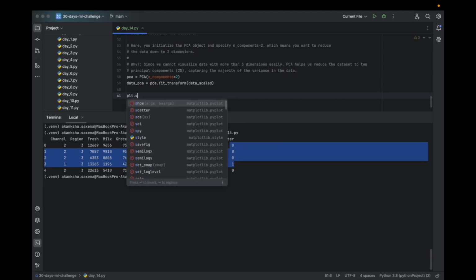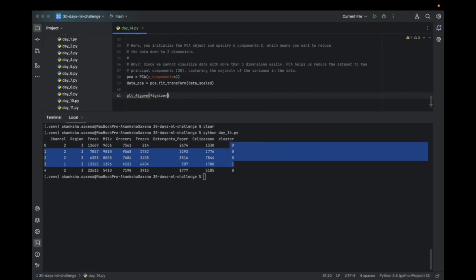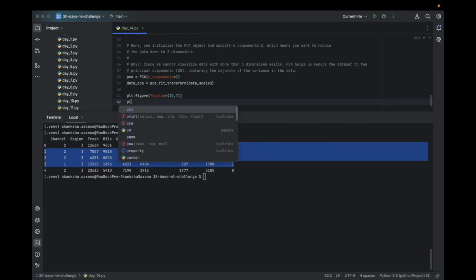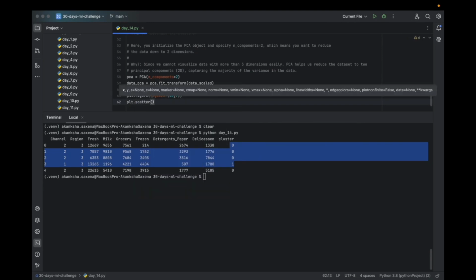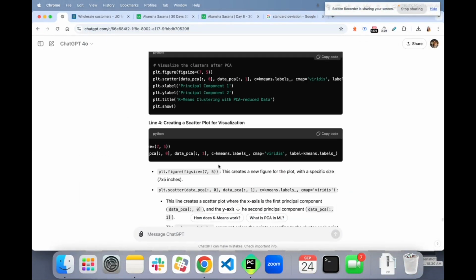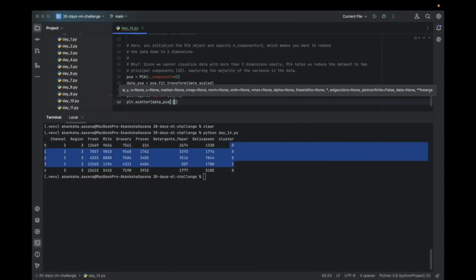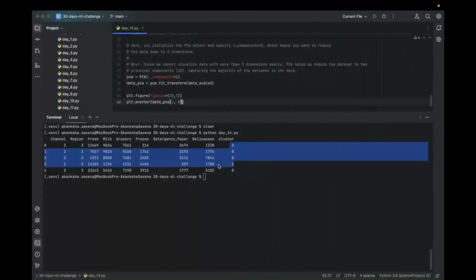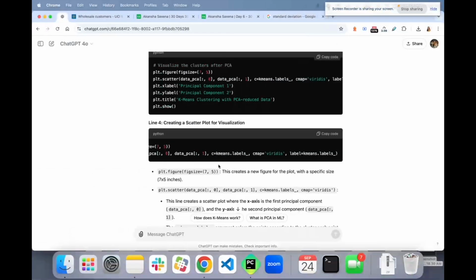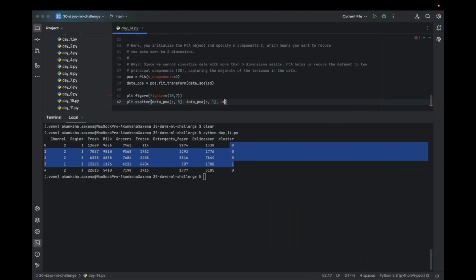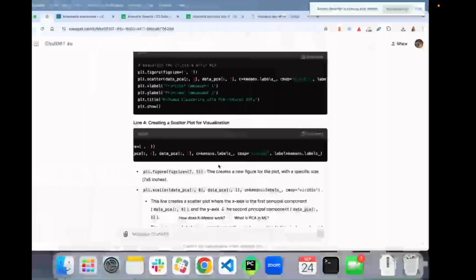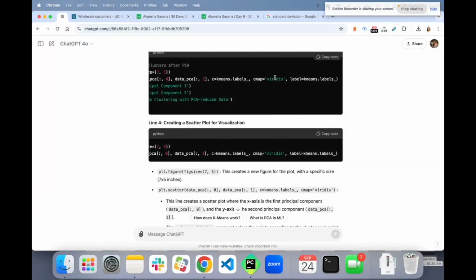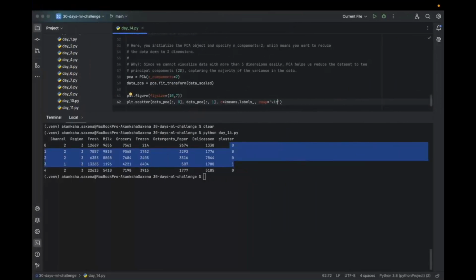So we create a figure. The size is going to be 10 by 7. Then create a scatter graph. The x-axis is going to be the data set, the first component, and for the y-axis we will have the second component. The cluster labels are going to be the labels from the k-means, and the cmap is going to be viridis. I'll type viridis, because this will make sure that each cluster is colored with a different color.